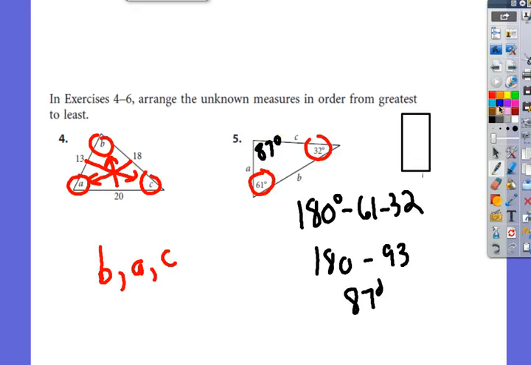And then we have to order the sides A, B, and C from biggest. Well, 87 is the biggest angle, so B is the biggest side. 61 is the middle one, so C is the middle one. And 32 is the smallest one, so A is the smallest one.